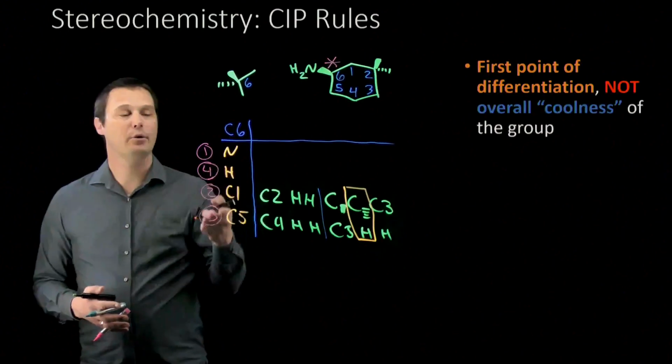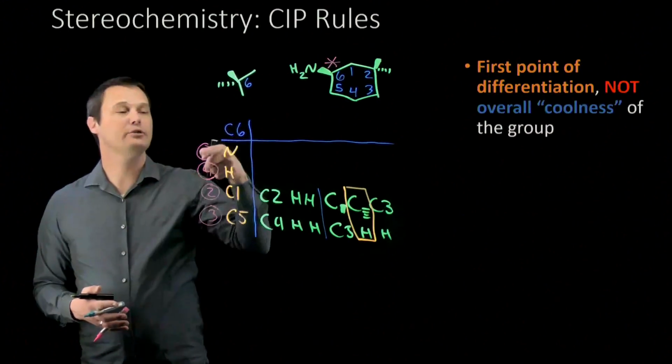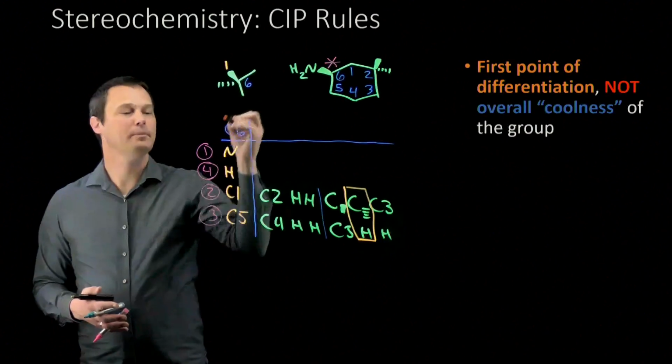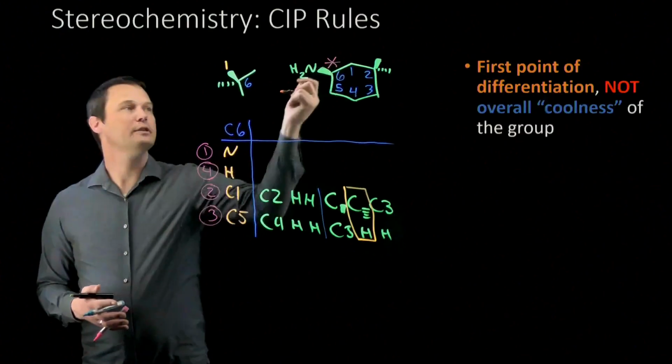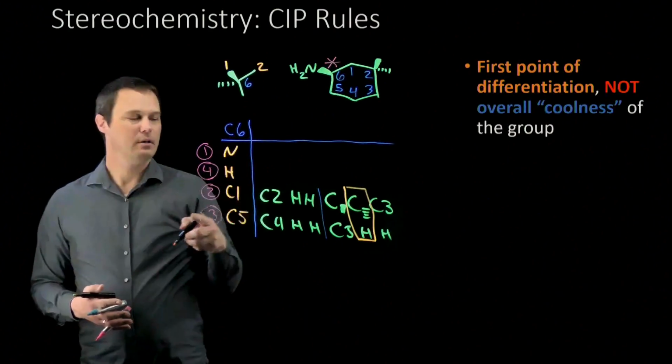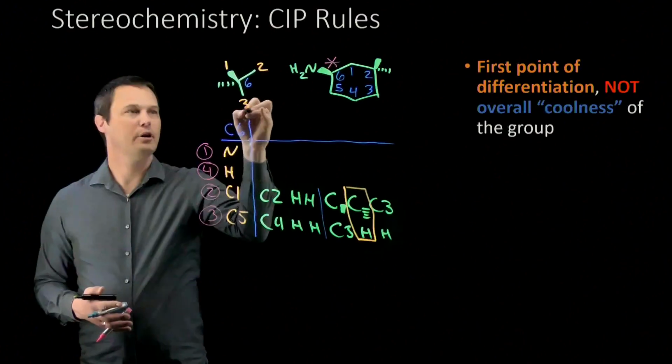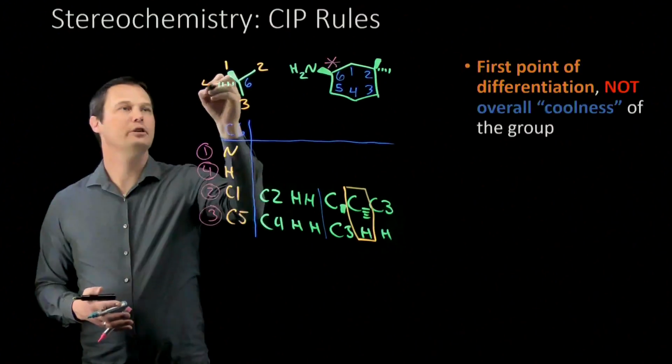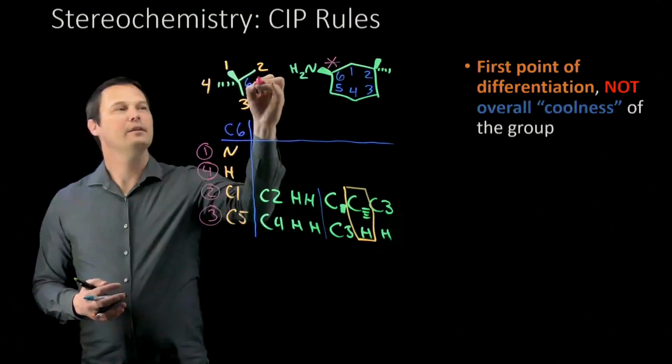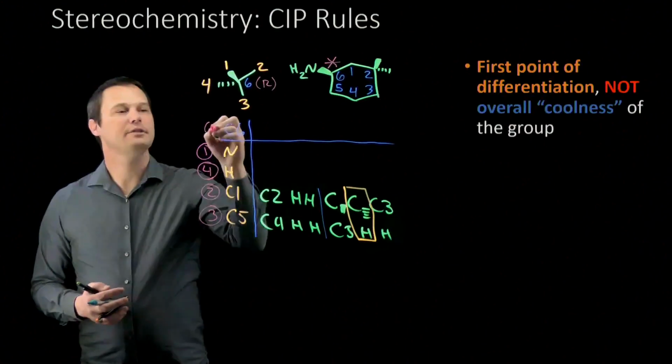We're now ready to add our priority labels to our abstracted group. The nitrogen group on the wedge will be priority number 1. The carbon number 1 group off to the top right will be priority number 2. Carbon number 5 group down to the bottom will be priority number 3. And our implied hydrogen on the dash will be priority number 4. And if you're playing along at home, this is an R stereocenter.